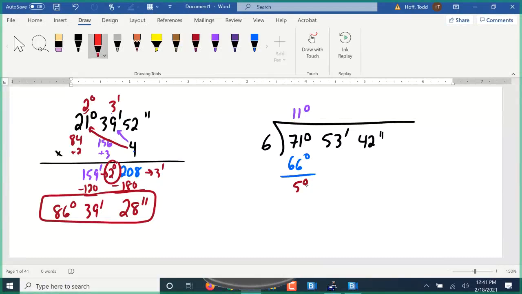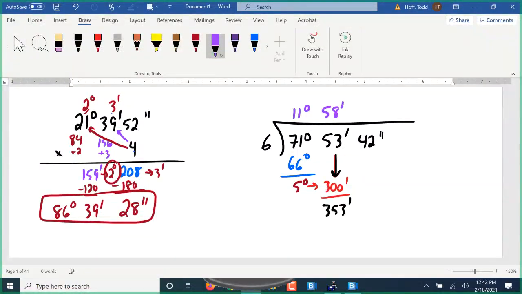Before I can bring down my 53 minutes, I have to turn that leftover 5 degrees into minutes. 5 times 60 makes that 300 minutes. Now I can bring down the 53 minutes. 53 plus 300 is 353 minutes. Now we've got 353 divided by 6.